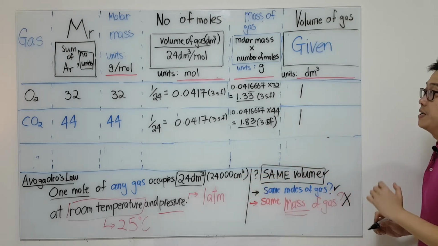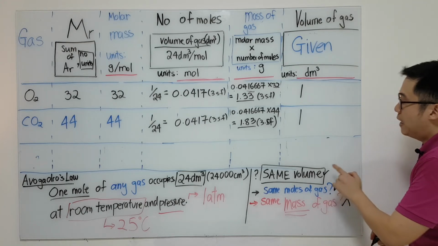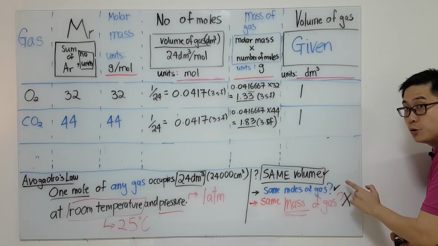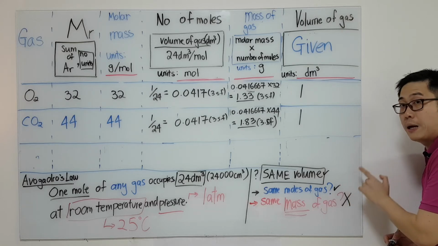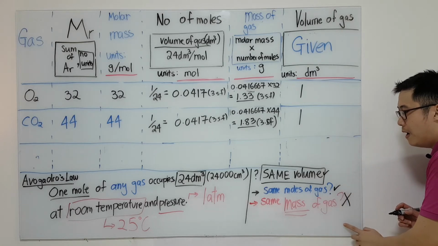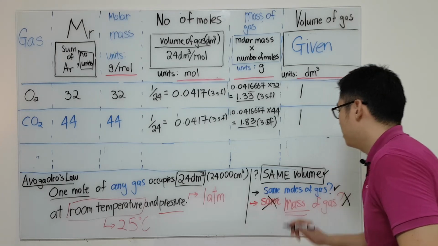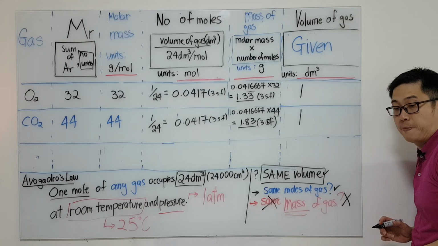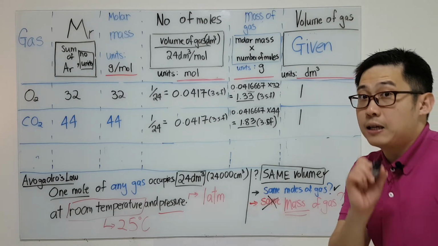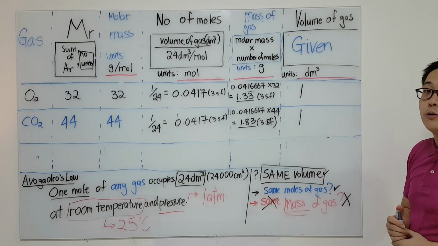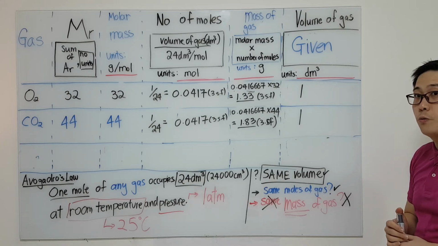So there you have it, students. The first question is answered. If I have the same volume of gas, I would have the same moles of gas, assuming they are all under the same temperature and pressure. However, I will have different mass. You can take a moment to look through this and comprehend what's going on here.